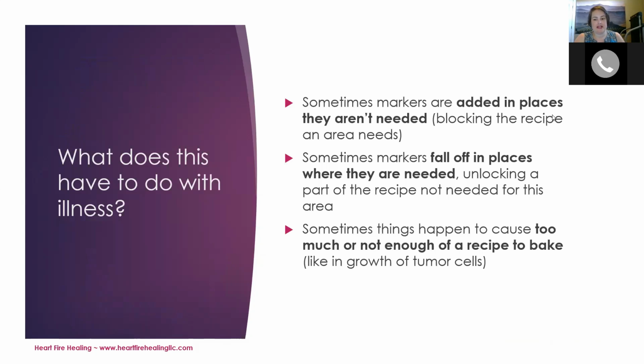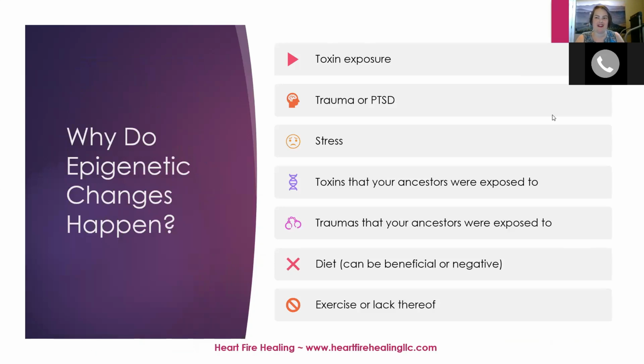And then sometimes things happen to cause too much or not enough of a recipe to bake. What we call that in science is transcription. It's like the copying of that particular part of the code. So that relates to things like the growth of tumor cells. Too much of a recipe for that cell type starts baking, and it just keeps going, bake, bake, bake, more, more, more. And there can be an overgrowth of things. Or it could be not baking at all, or copying at all.